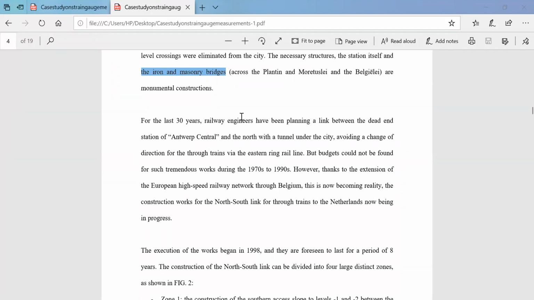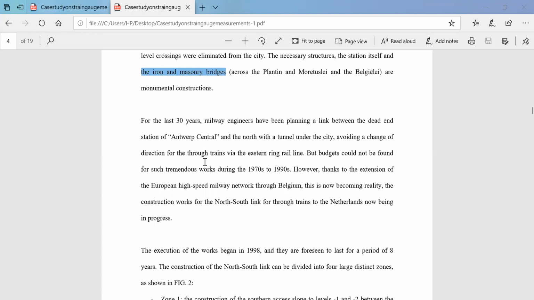So for 30 years, railway engineers have planned to provide connectivity from the dead-end station of Antwerp Central and the north with a tunnel under the city. There was no passage of transportation at all because it was a dead end, but they still wanted to plan transportation between these two stations by providing a tunnel facility, so that it avoids a change of direction of the through trains via the Eastern Ring Rail. In order to provide comfort and a shorter travel duration, convenient for everyone, they decided to provide transportation through this tunnel.